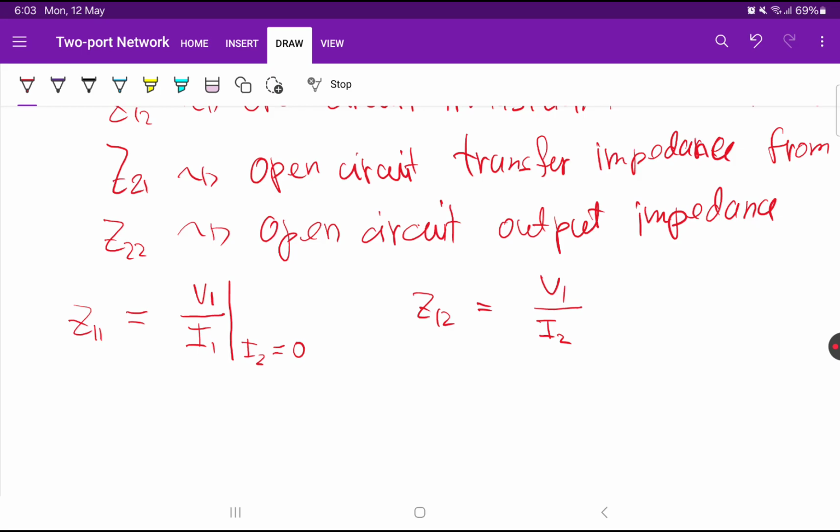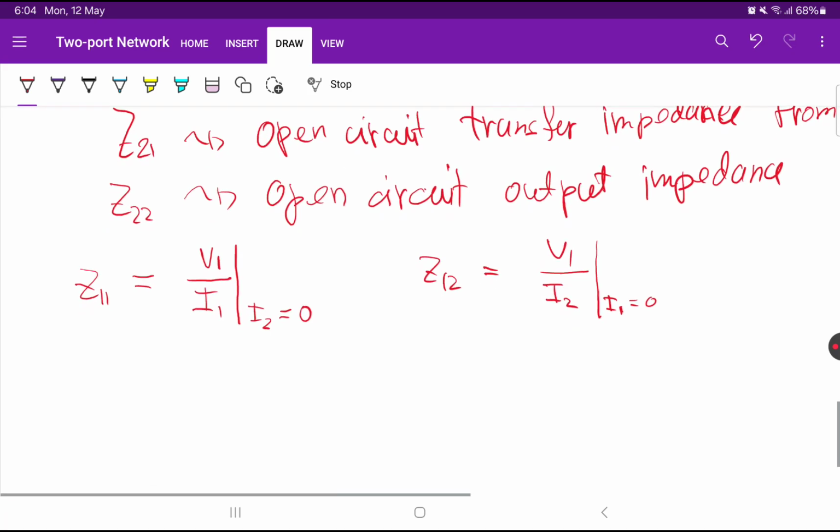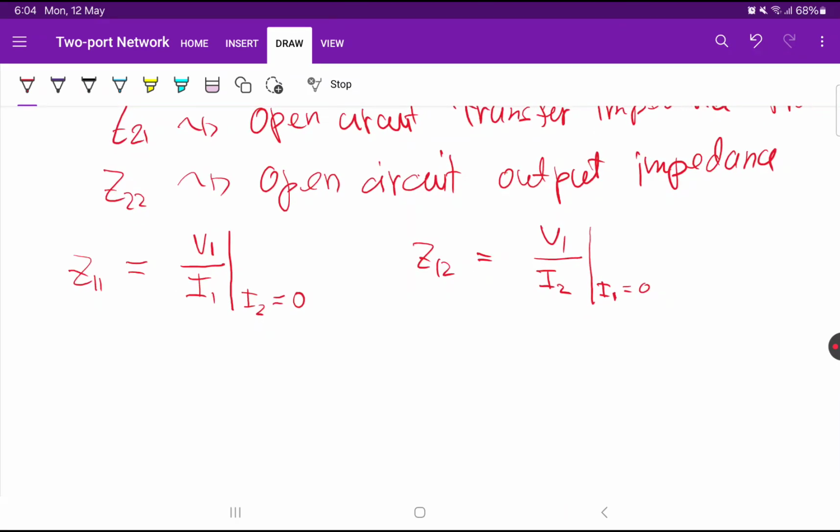Then for Z12, if you look at our formula again, 1 is the subscript for the numerator, which is the voltage, and 2 will be the subscript of the current I. And here, because there's an I2 in the formula, what we make 0 will be I1. We will make I1 equal to 0. So it means you make it open circuit on the input side and solve for V1 and I2. You divide that, and that will be Z12. Later on, I'll give you more examples to illustrate these formulas and how to use them.